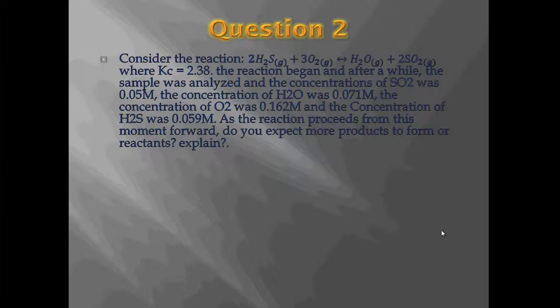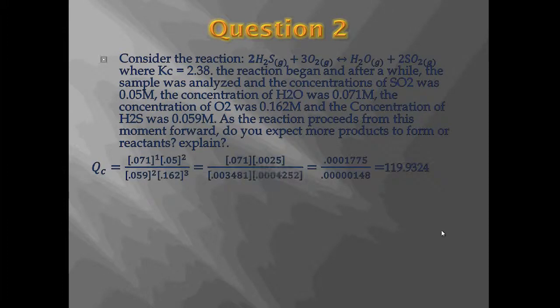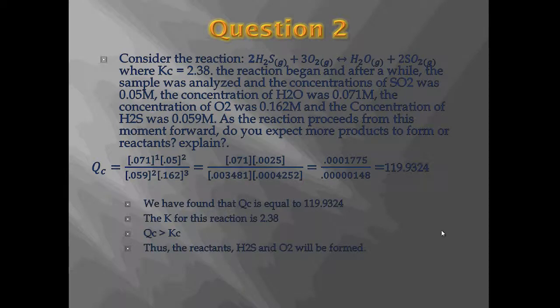Explain. In this problem, again, all the molar concentrations are given. Thus, all you have to do is plug them into the reaction quotient formula. Qc turns out to be 119.9324. We have found that Qc is equal to 119.9324. The K for this reaction is 2.38. Qc is greater than Kc. Thus, the reactants H2S and O2 will be formed.